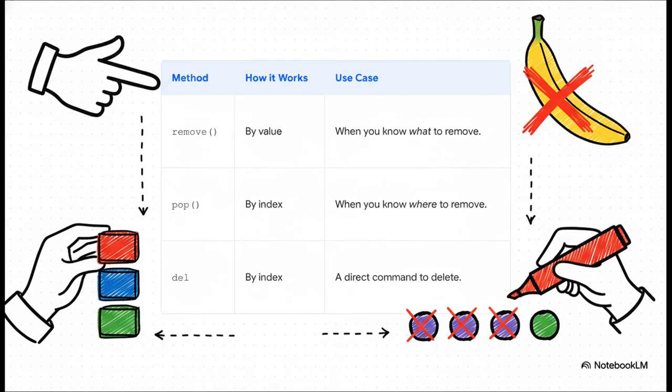When it comes to removing stuff, you've got 3 main options, and it all depends on what you know. If you know what you want to remove, like, you want to get rid of a banana, you use remove. If you know where the item is, it's index. Or if you just want to grab the last item off the list, you use pop. And then there's del, which is like a direct command to just obliterate whatever is at a certain index.